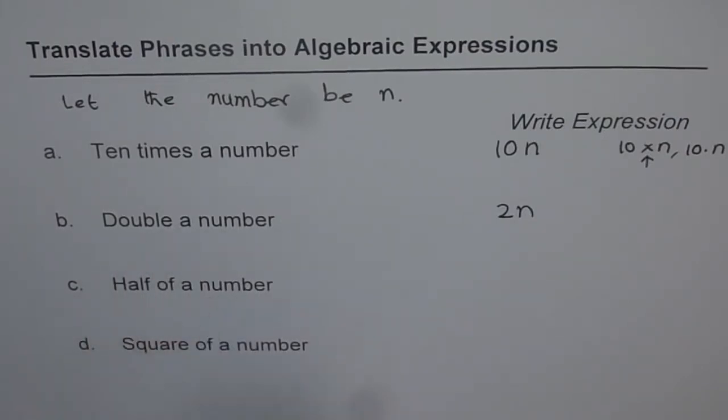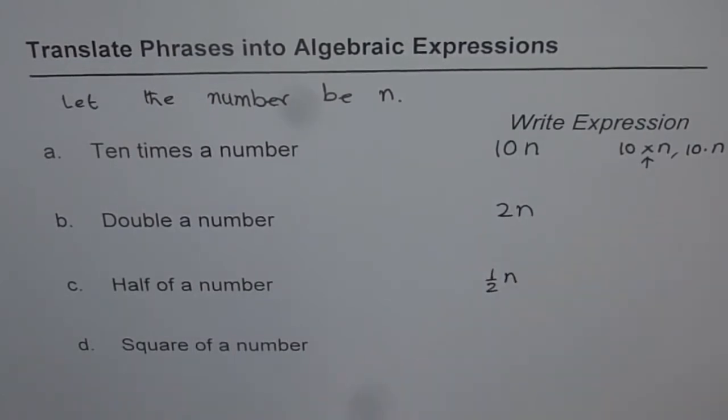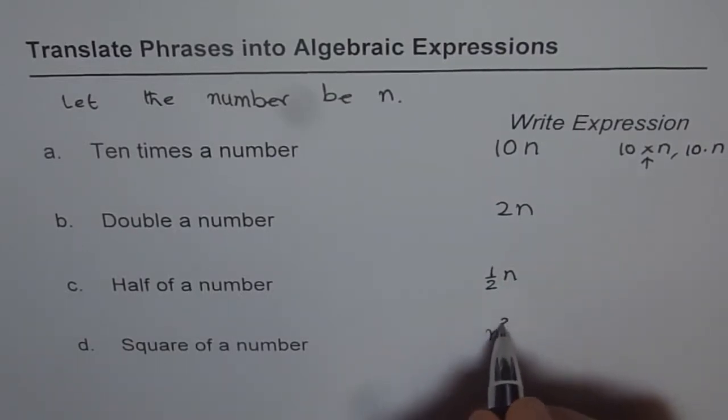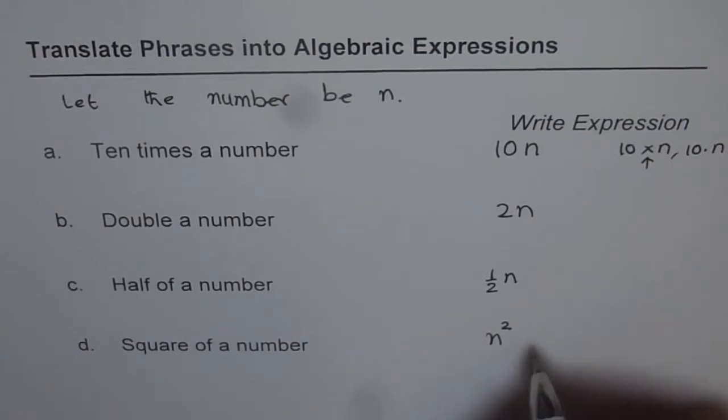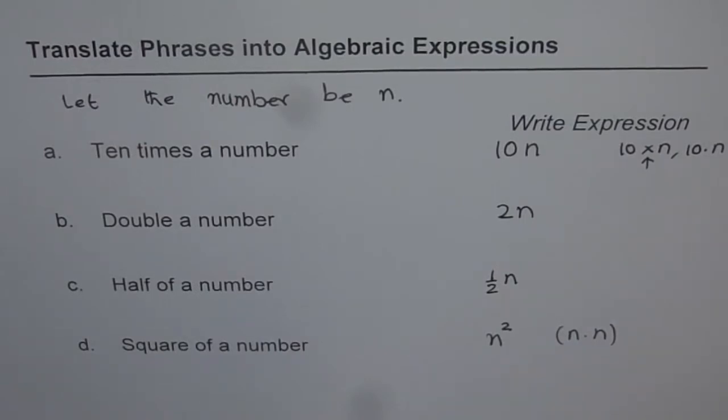Half of a number is half n, correct? So that is how we can write half of a number. Square of a number means number and its square. That is square of a number. It really means you multiply n 2 times. I'm writing dot here just to make it more clear, but n square or nn is good enough, right? So these are the ways we can represent or write or translate phrases into algebraic expression.